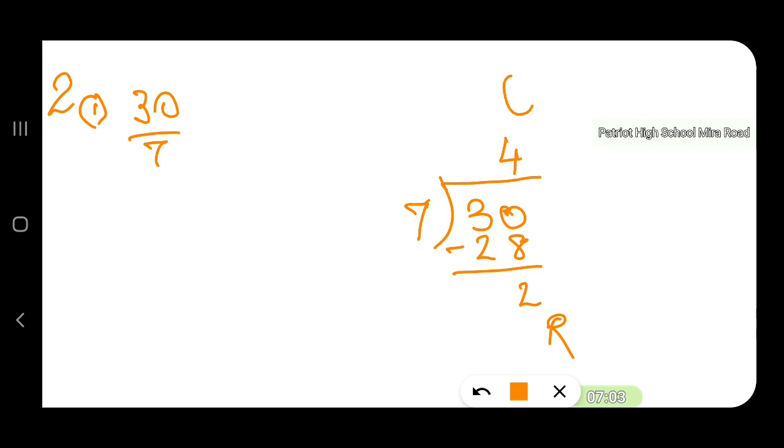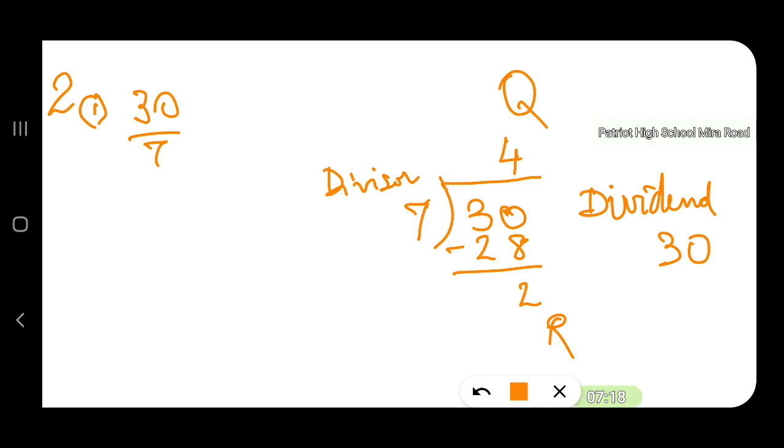The quotient is 4. The divisor is 7, and the dividend is 30. So we write this number as 4 integer, the remainder here, and for the denominator we take the divisor. So 30 upon 7 is equal to 4 integer 2 upon 7.